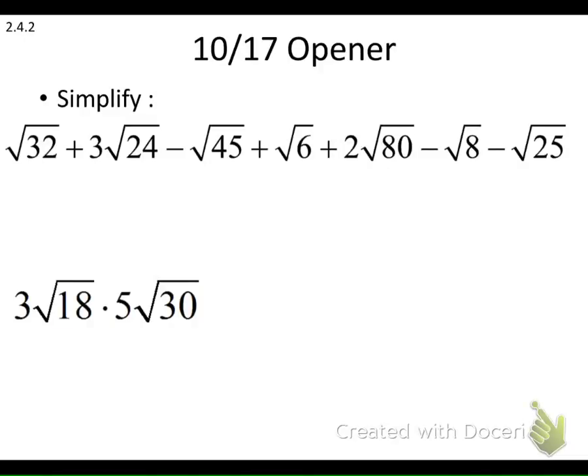Okay, so today's opener, we have the first problem, which is last week's lesson, adding and subtracting square roots, except I added a whole bunch of different terms in there, right? Instead of having only 4 terms, we have multiple ones, so it's a little bit more difficult because you have to keep track of your like terms a little bit better. And then the second question on the back side of your opener today is going to be the new stuff, multiplying square roots. So let's take a look at adding and subtracting square roots first.